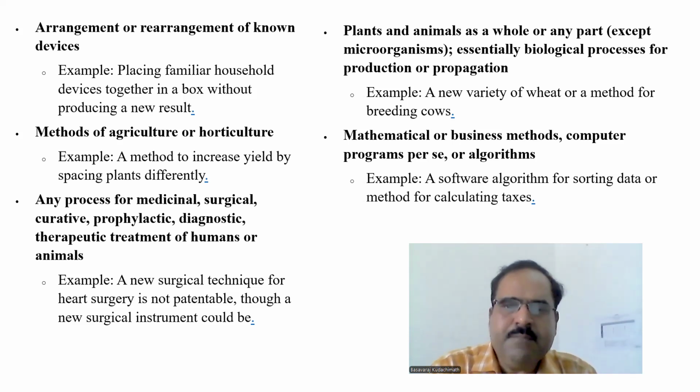Next important, plants and animals as a whole or any part except microorganisms, and essentially biological processes for production of a new variety of wheat or a method for breeding cows, are not patented.